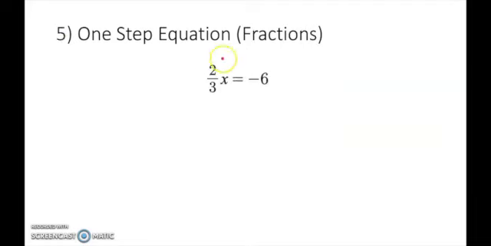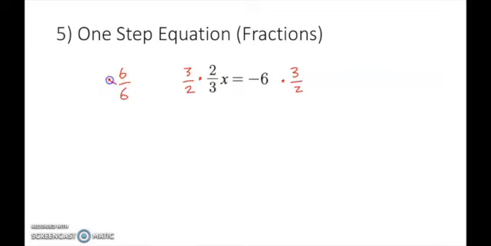This next one-step equation has a fraction. We have 2/3 x is equal to negative 6. Well, to get rid of a fraction, we need to multiply both sides of the equation by the reciprocal of that fraction. Reciprocal means that you flip that fraction upside down, so 2 over 3 becomes 3 over 2. Well, what happens when you multiply 3 times 2? That's equal to 6. And what happens when you multiply 2 times 3? That's also equal to 6.